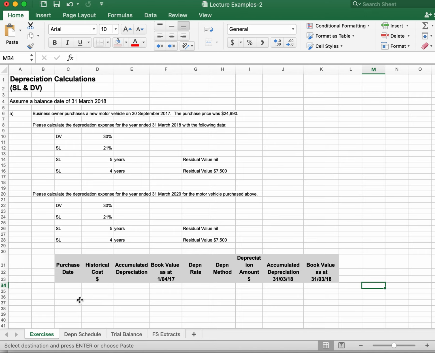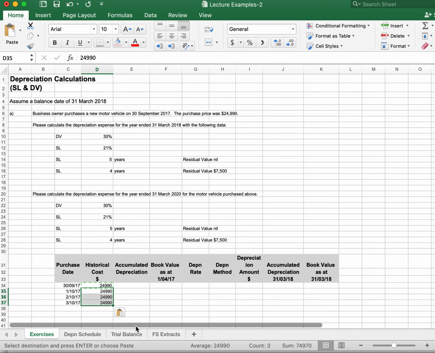Purchase date is the 30th of September. Okay, so that's all right. Cool. I can do a number of different scenarios. The historical cost is going to be the same for all of them, every scenario. So how many different scenarios are there? There is only 4. Cool. So that's the historical cost. There is no accumulated depreciation because it's a new asset.